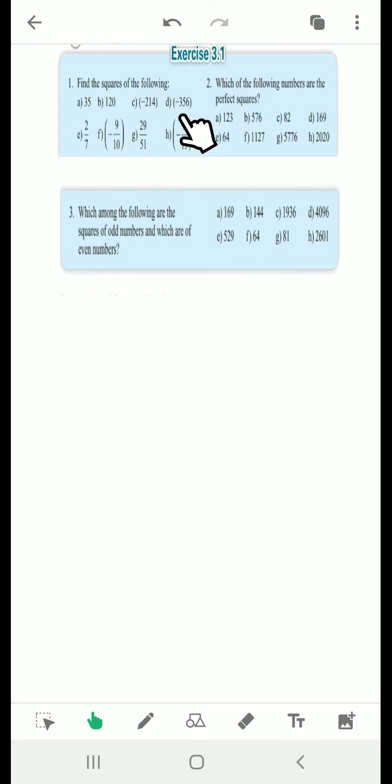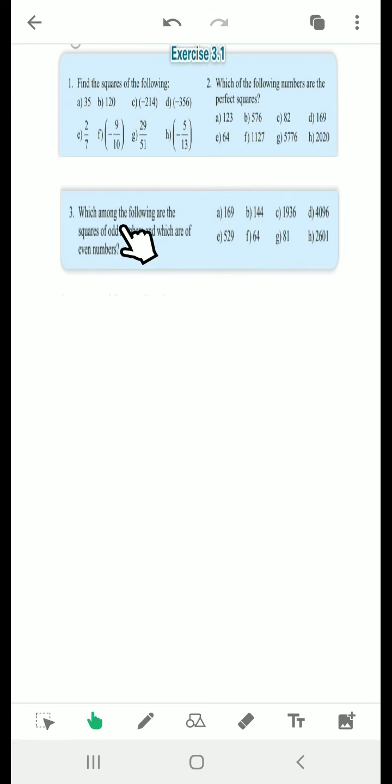Now try to solve this exercise 3.1. Find the squares of the following. Here you have to find the square. Which of the following numbers are perfect squares? This number is ending with 3, not a perfect square. Ending with 6, it can be. Ending with 2, not a perfect square. Ending with 9, it can be a perfect square. This also can be. This cannot be a perfect square. This can be a perfect square. And this is ending with 0, but it has 1 zero at the end. 1 is an odd number, so it is also not a perfect square number.